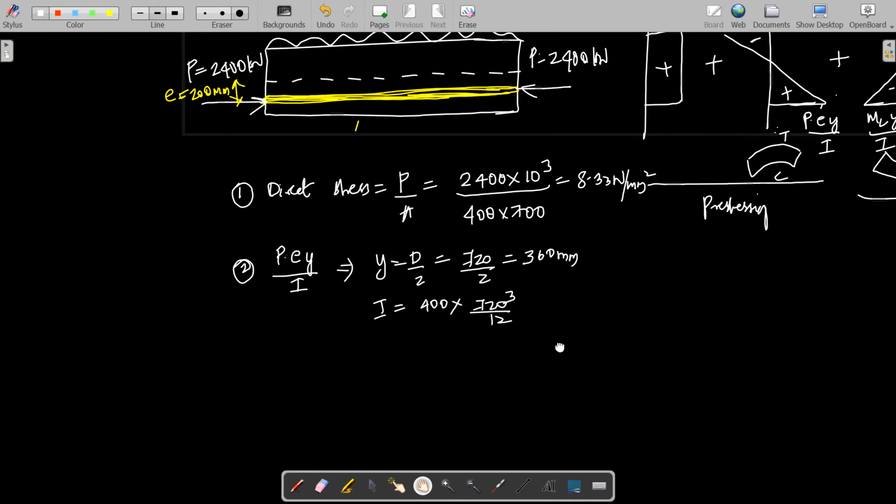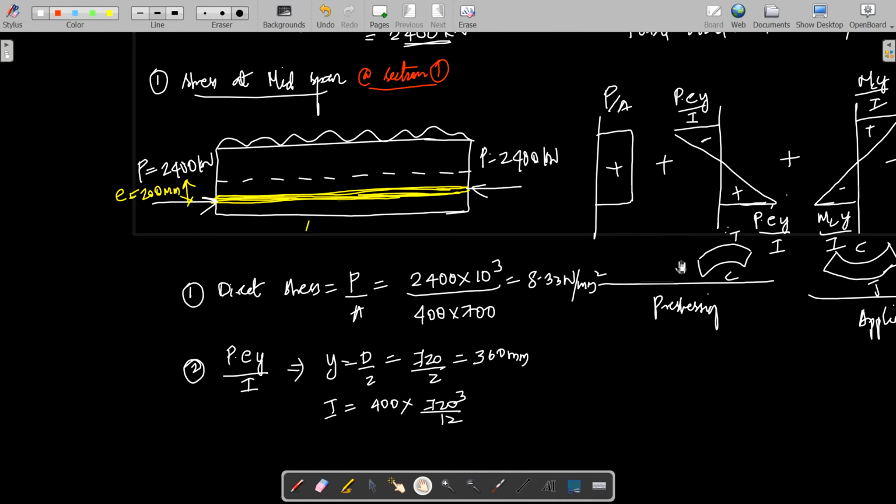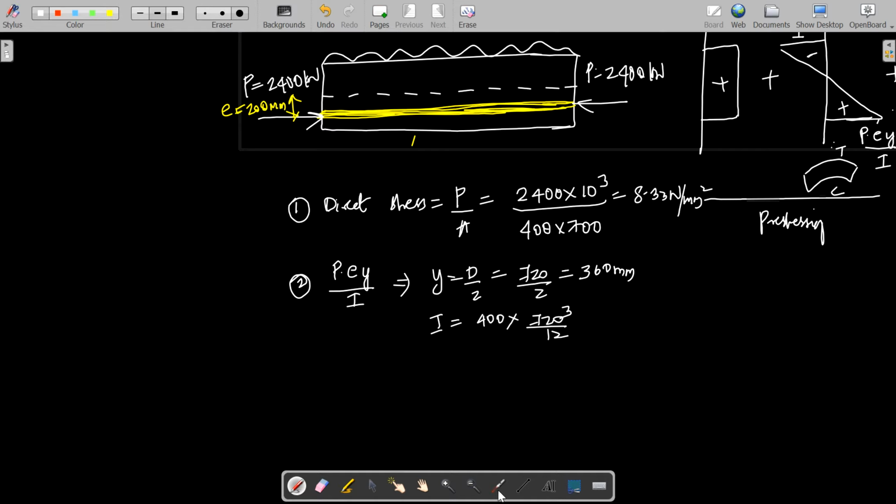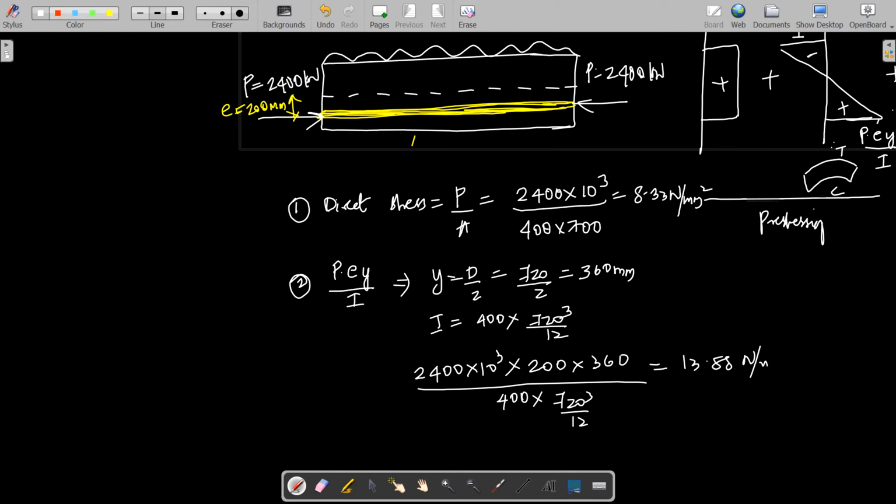Which means the stress due to the pre-stressing force, you can take it as 2400 into 10 raised to 3 into 200, that is your eccentricity, into 360, divided by B d cube by 12, that is 400 into 720 cube divided by 12. You get this value as 13.88 Newton per mm square.